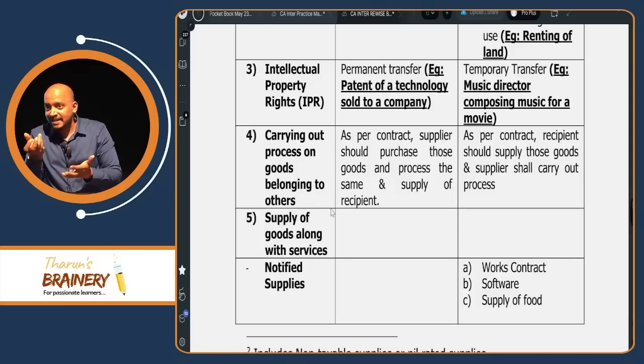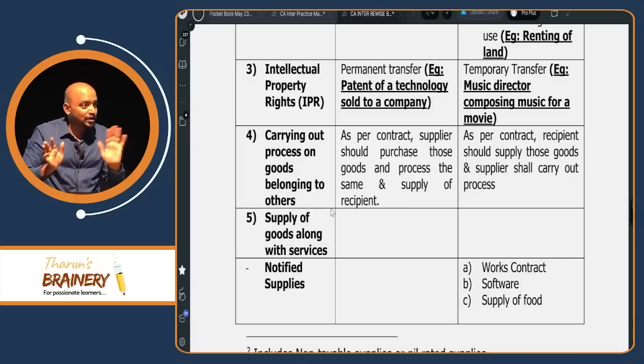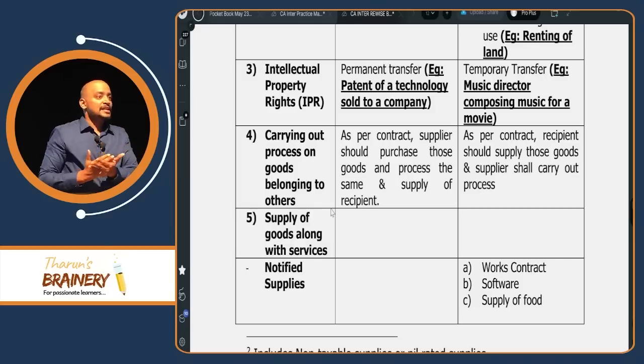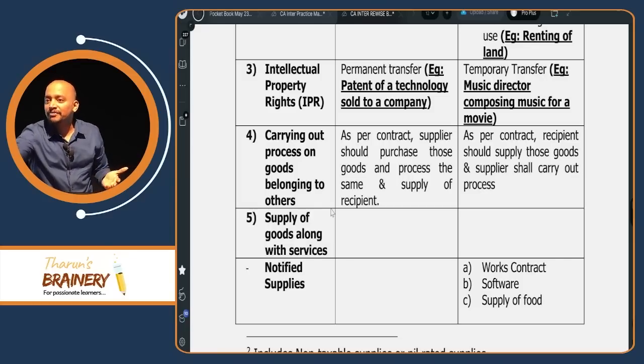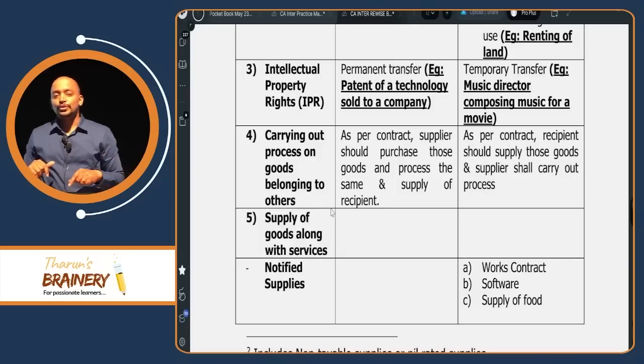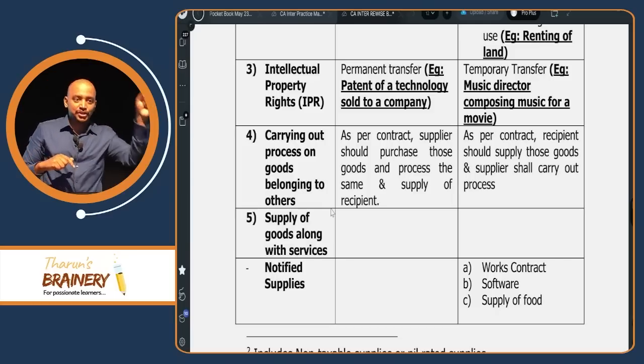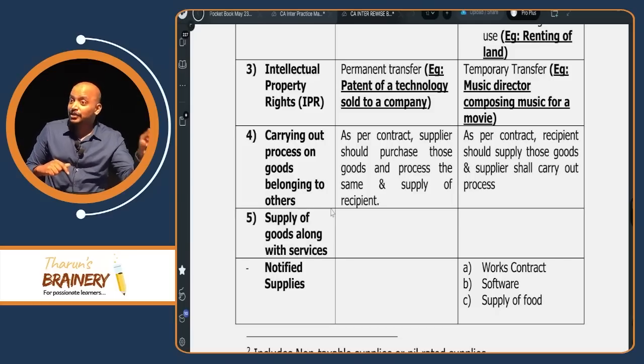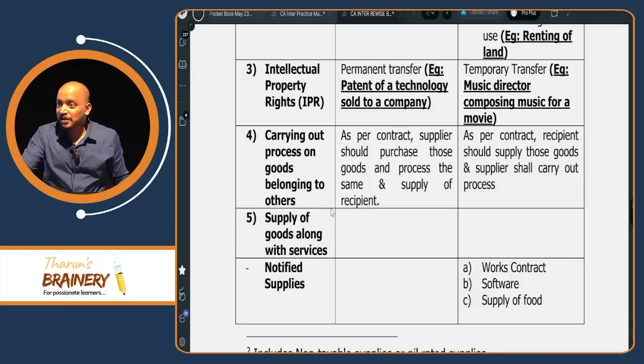Just because supplier is adding some material, will it become supply of goods? No, it will still be supply of service, because the major material required for the process is given by the recipient. Some places what you need to do is that you need to go to that shop, buy the cloth there, then only they will do the stitching. Okay, you need to buy the cloth there, they will do the stitching.